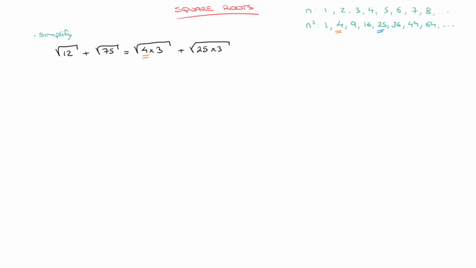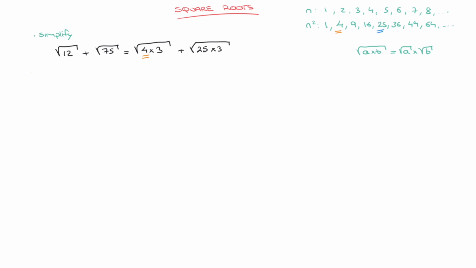Okay, now that that's done, we're going to be using an important law when it comes to square roots. And I'll write it over here, and that is that the square root of a times b is equal to the square root of a times the square root of b. And it's worth noting that this result should be read from left to right, but also from right to left.